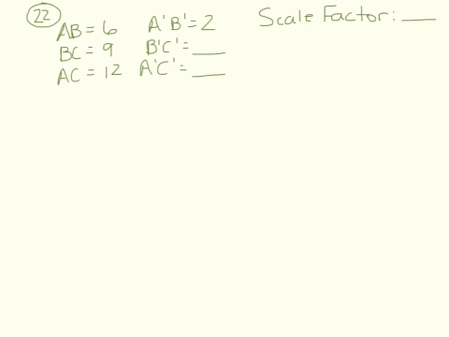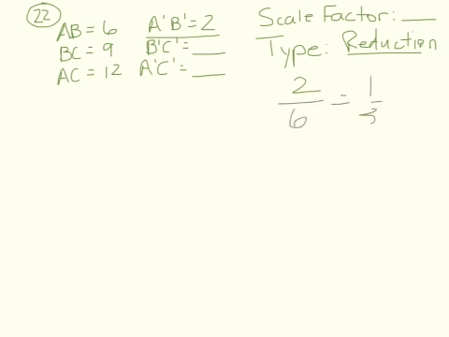Okay, on number 22, it tells us that triangle ABC is dilated and it creates triangle A prime, B prime, C prime. It says to sketch the dilation, but that's not necessary for you to do that. But then it wants me to identify if it's a reduction or an enlargement. Well, I can tell that the new figure is getting smaller, so that's a reduction. Then I need to find the scale factor. So I just put the new 2 over the original 6. So the scale factor here reduces to 1/3. And so then I just need to find my missing variables.